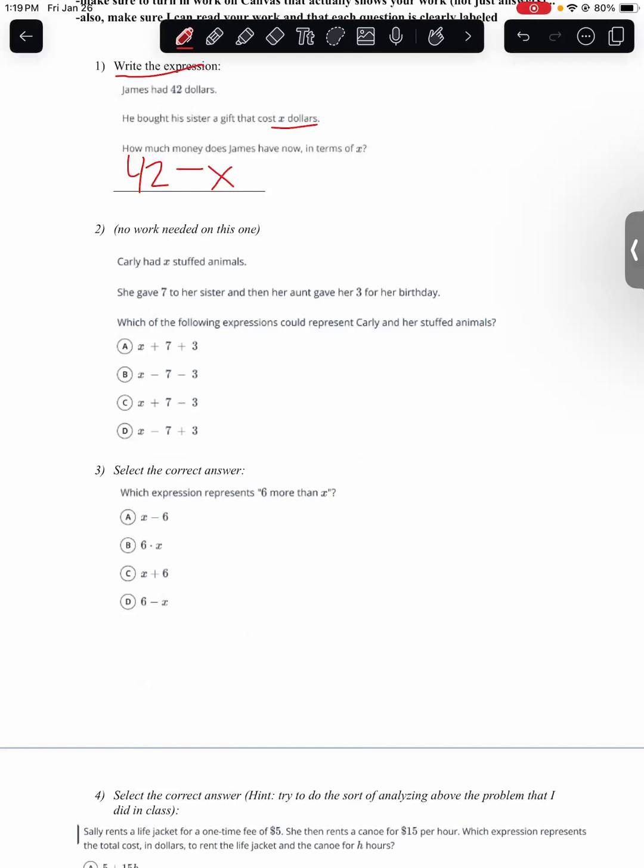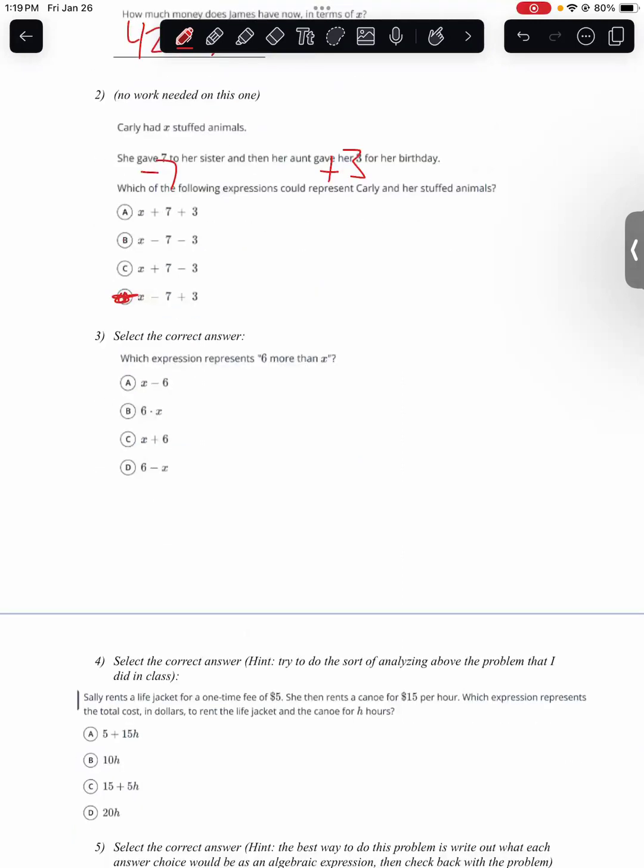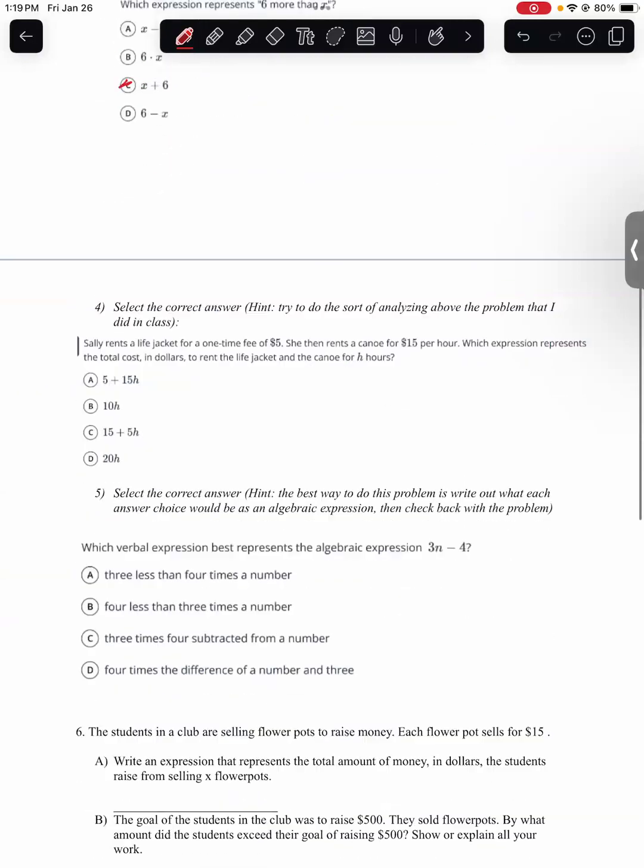Second one, Carly had X stuffed animals. She gave 7 to her sister. And then her aunt gave her 3 for her birthday. So that's a minus 7. And that's a plus 3 for Carly. So she started with X minus 7 plus 3. So that's right here. All right, which expression represents 6 more than X? Okay, so that's X plus 6 or 6 plus X.